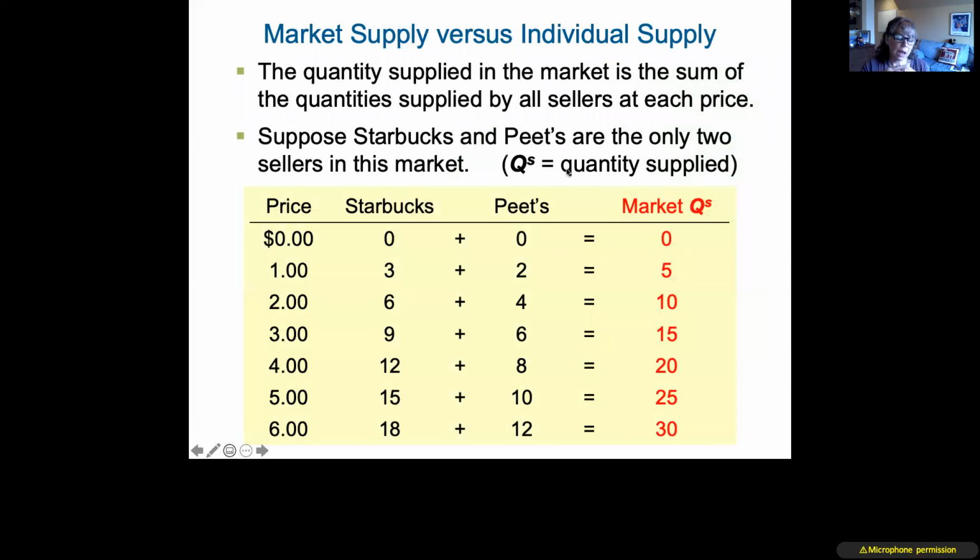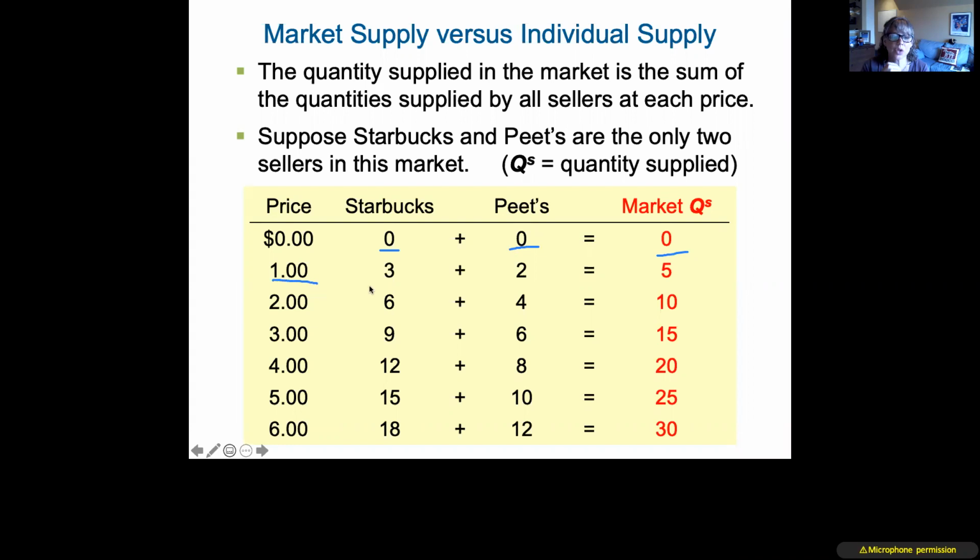Now, that was the individual one supplier, Starbucks. So if we were to assume the entire coffee market had two suppliers and they were Peet's and Starbucks, we could create the market supply curve based on what Peet's was willing to sell at every price point and what Starbucks was. So remember, we knew that Starbucks at 0 was willing to sell 0. And Peet's, no surprise, is also willing to sell 0. So if we add 0 plus 0, we get 0.